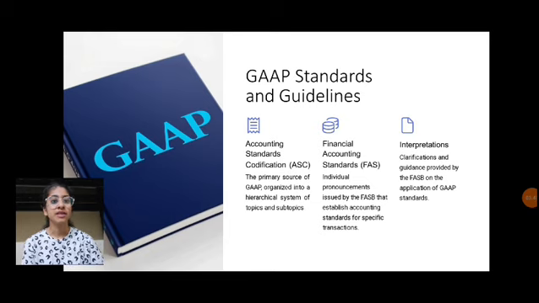GAAP standards and guidelines. Accounting standards codification: the primary source of GAAP, organized into a hierarchical system of topics and subtopics. Financial accounting standards: individual pronouncements issued by the FASB that establish accounting standards for specific transactions. Interpretations: clarification and guidance provided by the FASB on the application of GAAP standards.